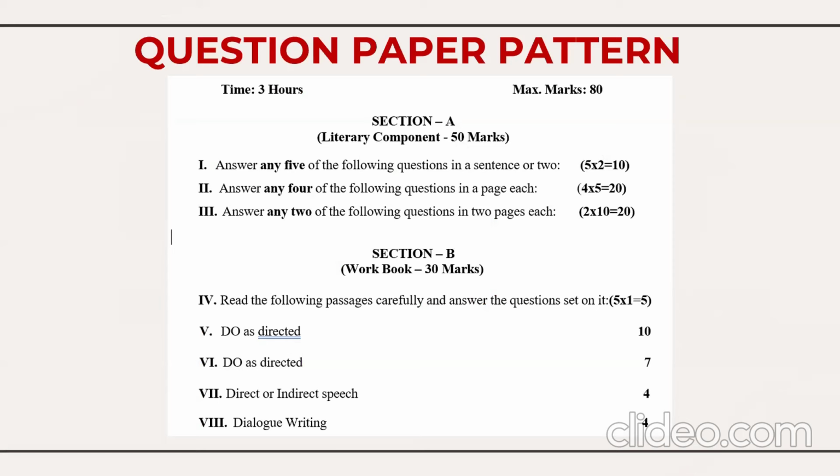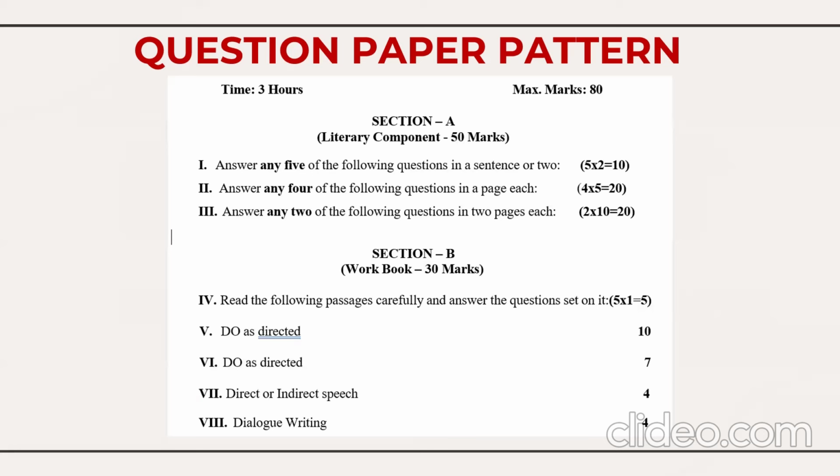The examination duration will be 3 hours and the question paper weightage is 80 marks. The question paper is divided into two sections. Section A, that is the language and literary component, that means the 7 lessons which you have in your syllabus, and that's for 50 marks. 2 marks 5 questions, 5 marks 4 questions, 10 marks 2 questions. This is how you will be getting 50 marks from the 7 lessons.